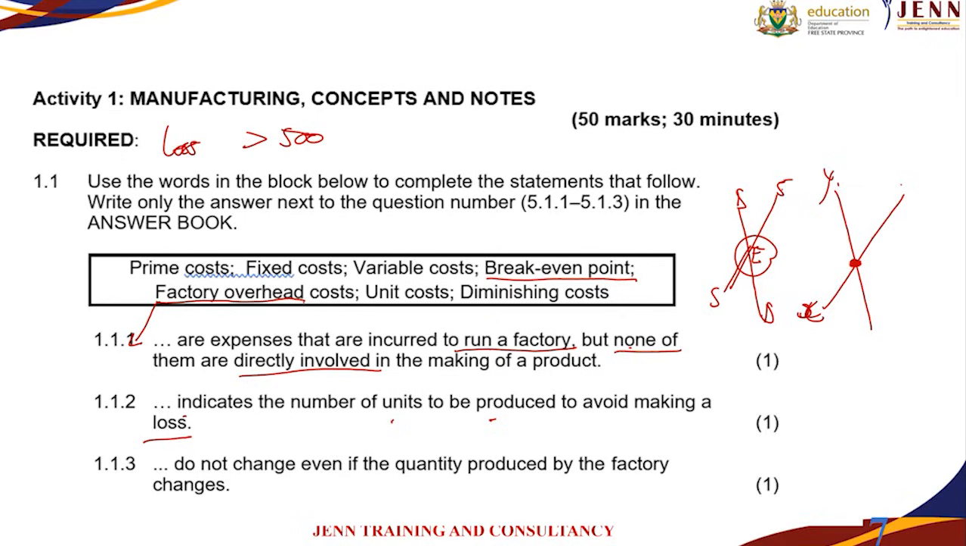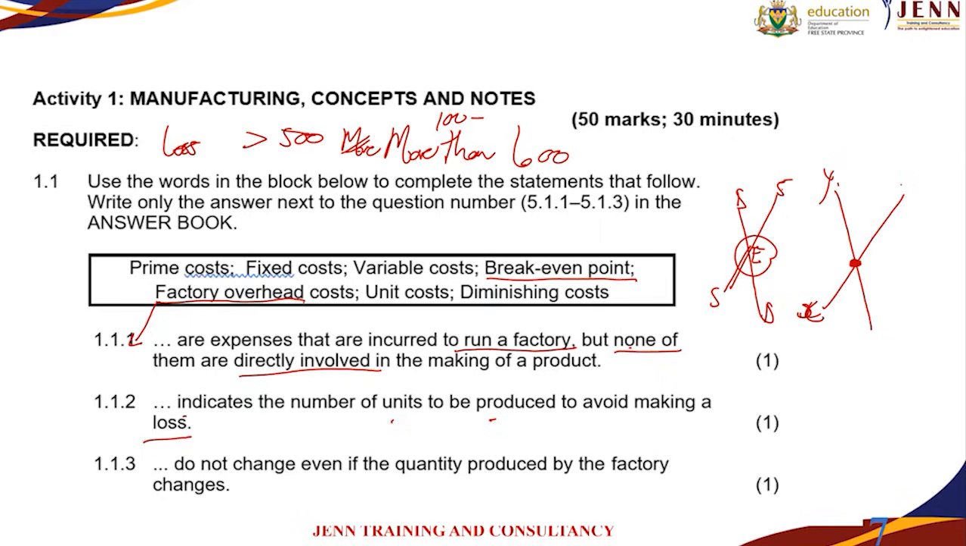But once you produce more than 500, let's say you produce 600, that additional 100 units is where we start calculating the profit that you are going to make in the particular business. So the break-even point is a very good analysis because it indicates the number of units that the business must be able to produce without making a profit or a loss.